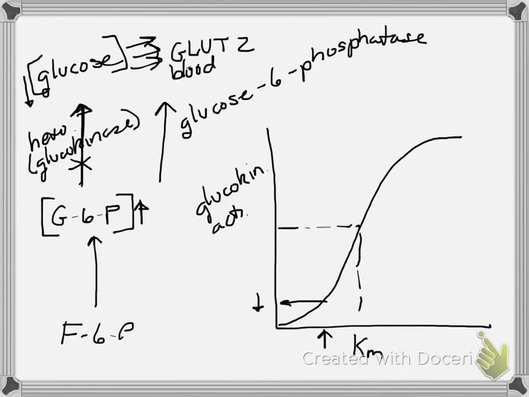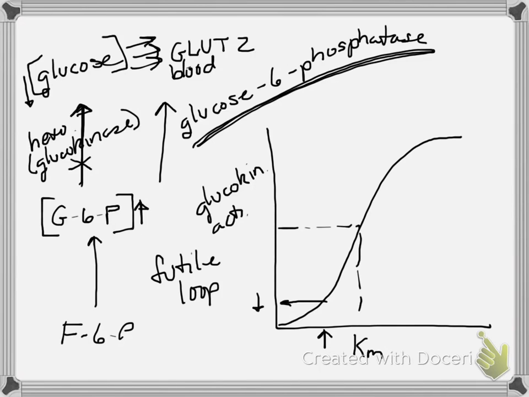Contrast that with high concentrations of glucose 6-phosphate, which is going to increase the activity of the phosphatase enzyme. So it's going to promote this reaction in the phosphatase direction. Glucose leaves, keeps glucokinase activity low because of low substrate availability. What we prevent, again, is the futile loop.